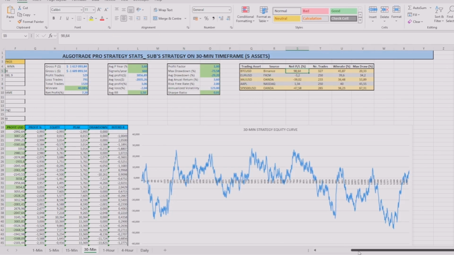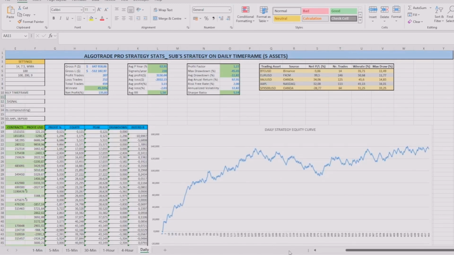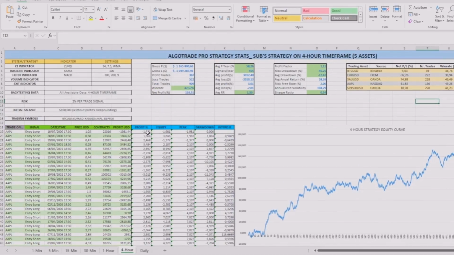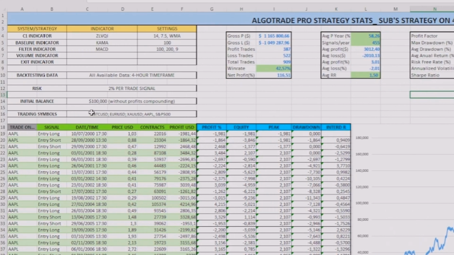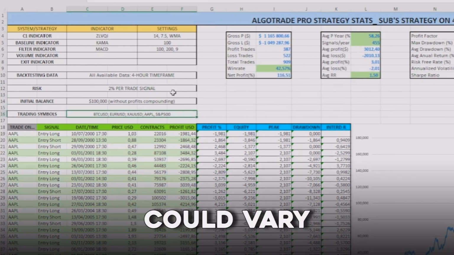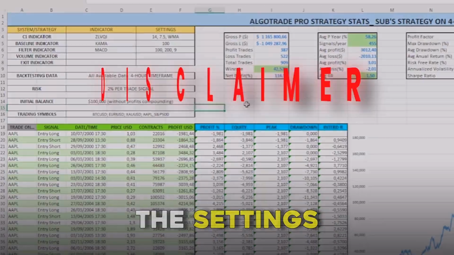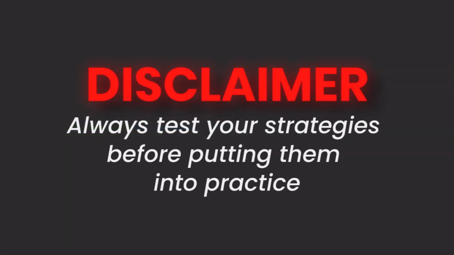Of course, remember, this testing series is all about impartial analysis. I'm not here to judge if a strategy is good or bad, but rather to present its real-world performance across different market conditions. The performance could vary significantly if you change the conditions or even the settings. So please always test your strategies before putting them into practice.